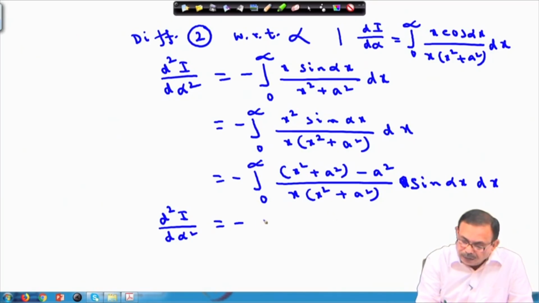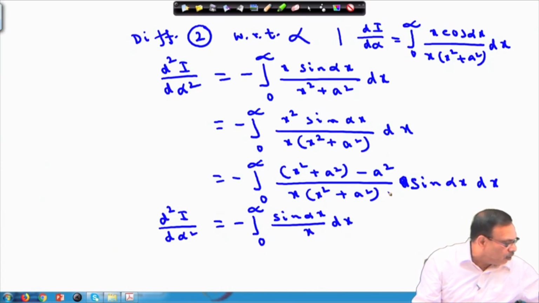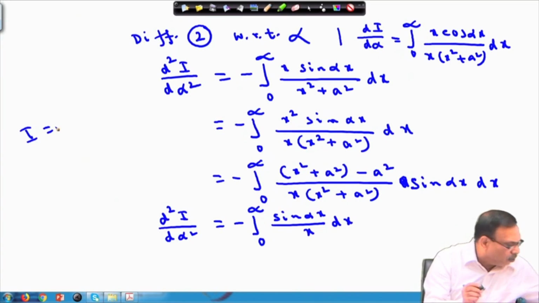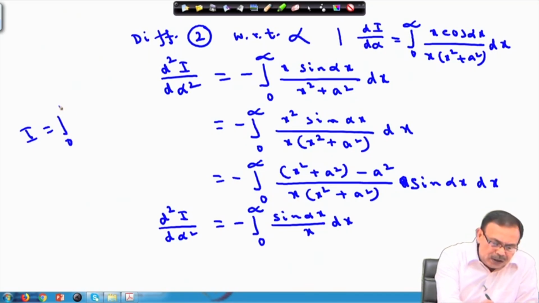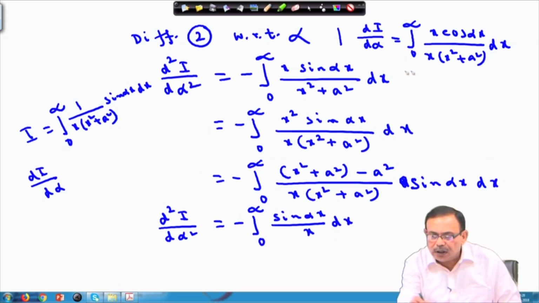but minus 1 minus will come, x square plus a square, this will be cancelled. So, that integral 0 to infinity sin alpha x by x into dx. This term, what was your originally I? Your I was 0 to infinity. We assumed I is 0 to infinity 1 by x into x square plus a square into sin of alpha x into dx. Whereas, your dI d alpha was this thing.